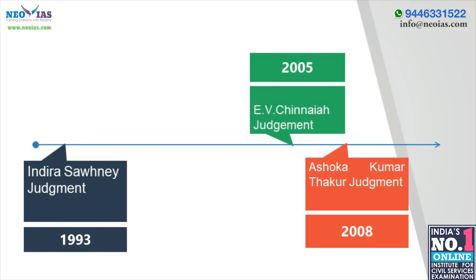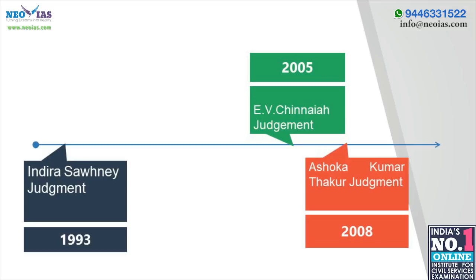In 1993, we have the Indira Sawhney judgment, in which the court asked the center to identify the creamy layer for caste reservation. However, this concept was extended only to OBCs and the SC/STs were left out of its purview.